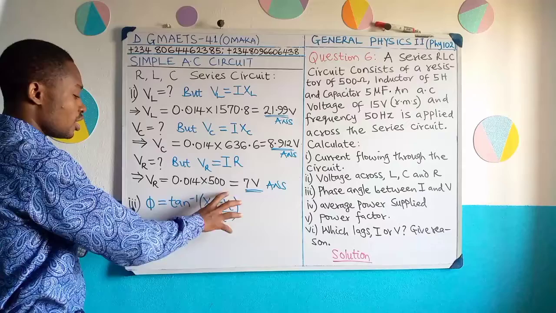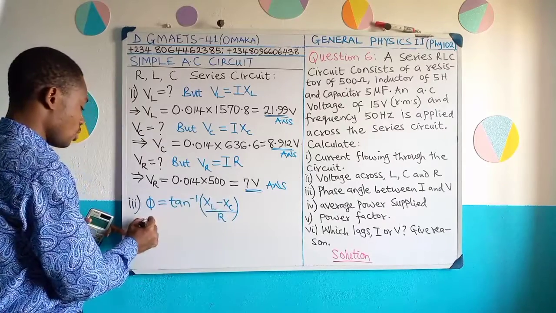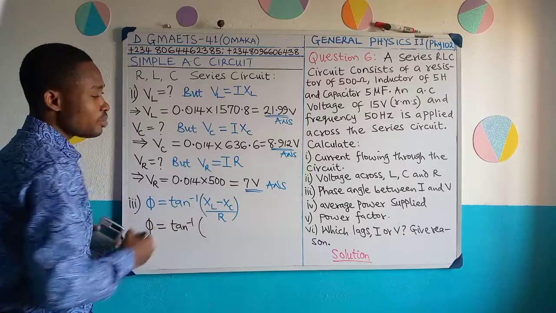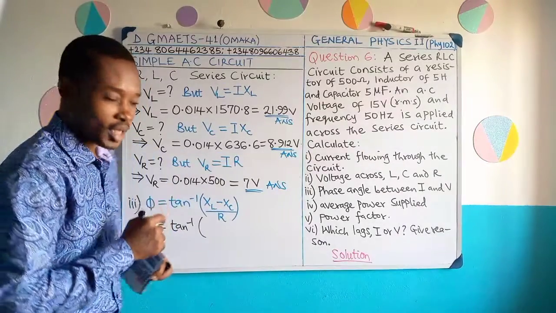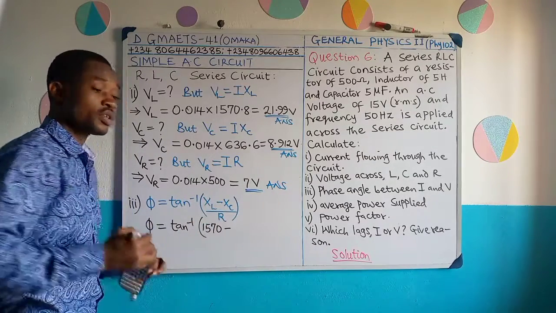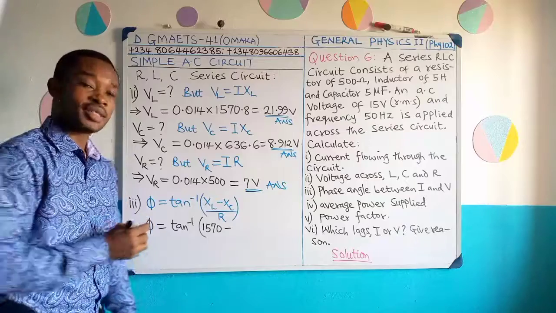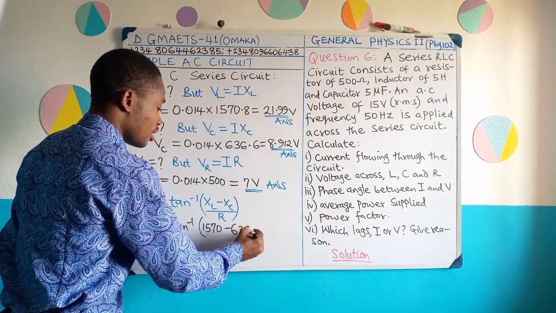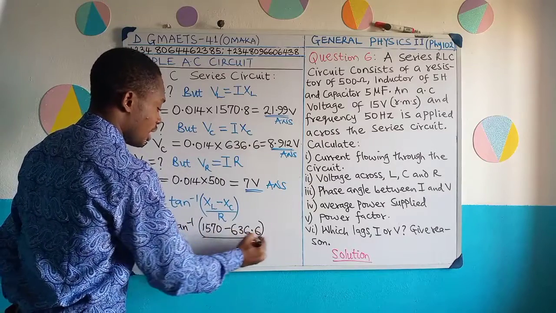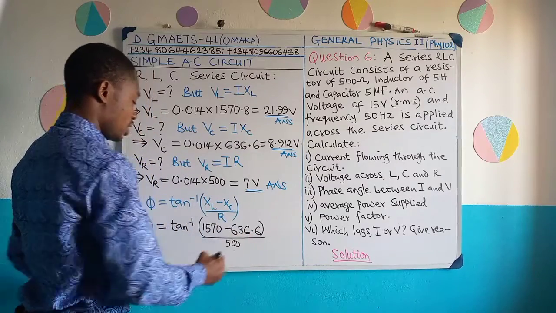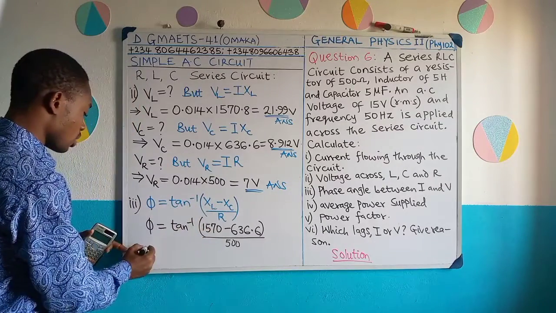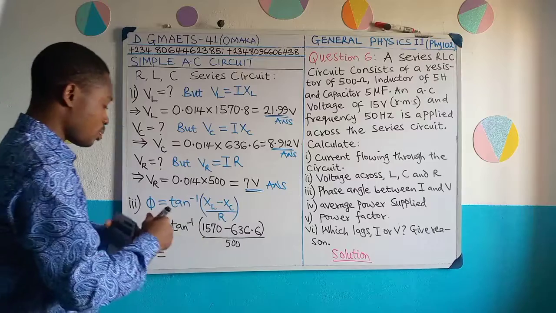Let's put the values for this and see what we will get. Phase angle is tan inverse of our XL, which is 1570, minus the XC, which is 636.6, and I get our XC. Then I will divide by resistance, which is 500. Let me see what this will give me. I will press it once so we get the answer. We will not get plenty of space here again.